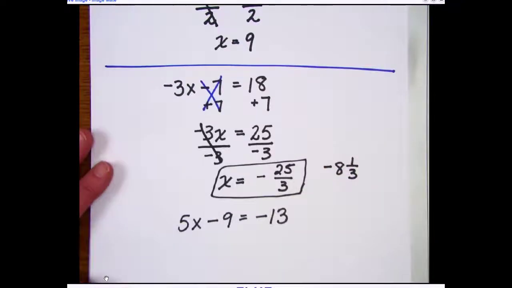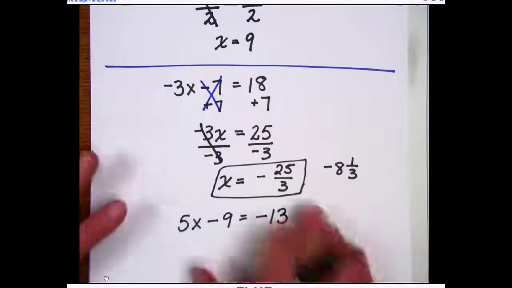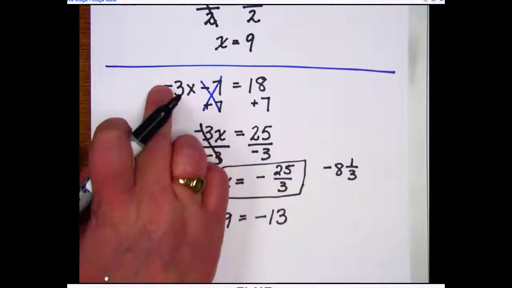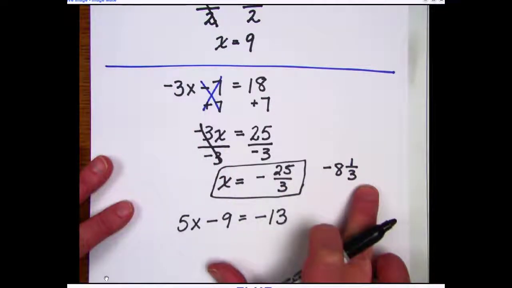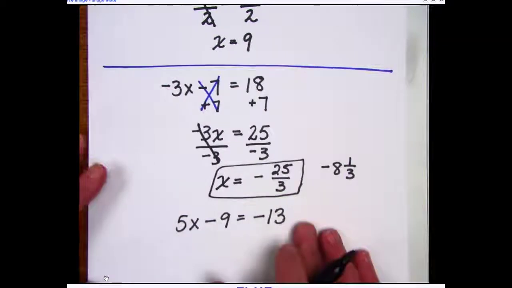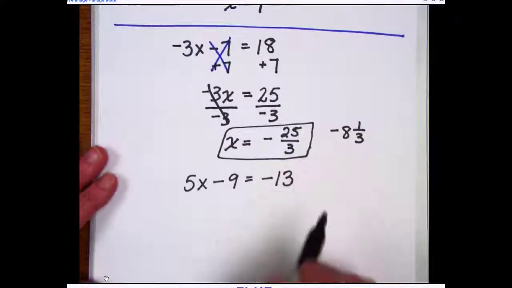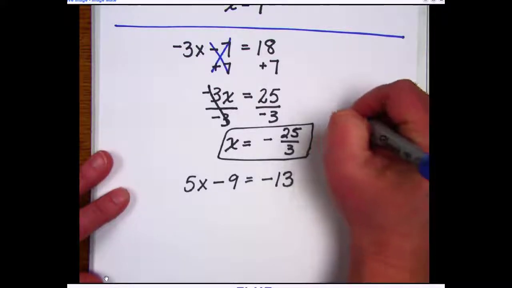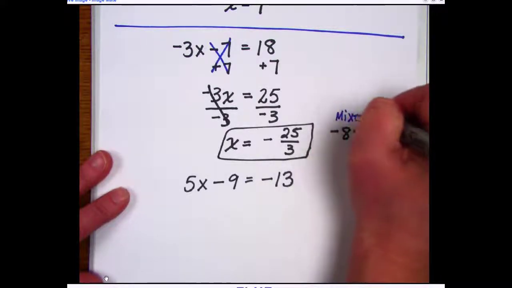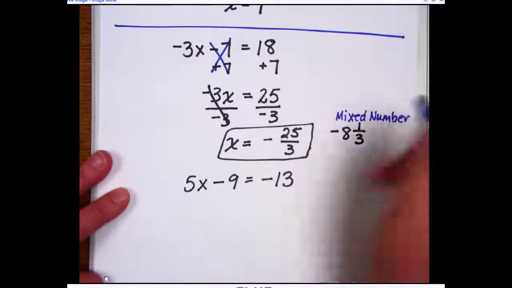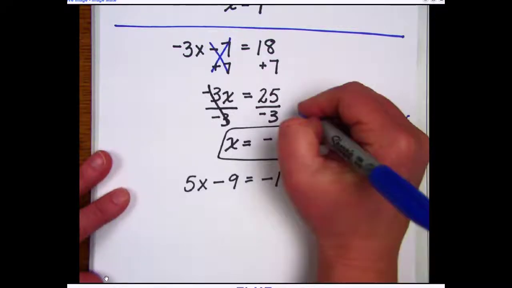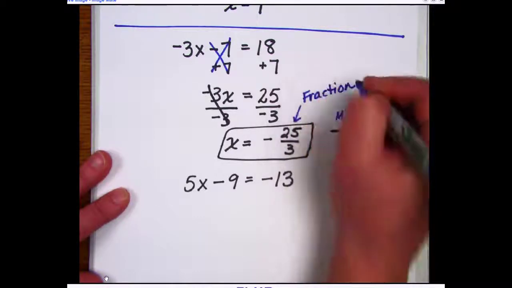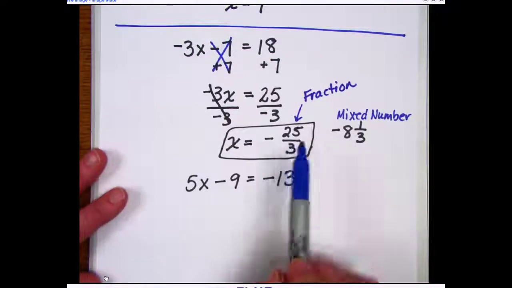Typically, when we're in algebra world, we're going to leave it this way because it's easier to plug this back in and check our answer than it would be this. But you want to watch for that and see how they want the answer. If they ask for a mixed number, it will be this. If they ask for a simplified fraction, it would be this. And by simplified, they mean that it is reduced as much as it can be.